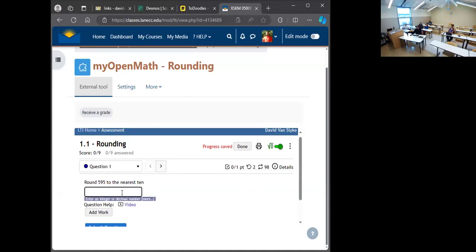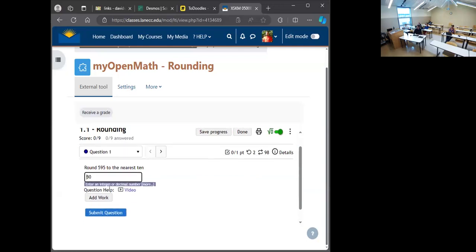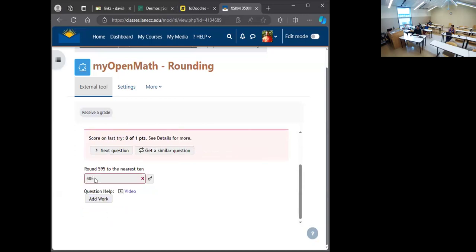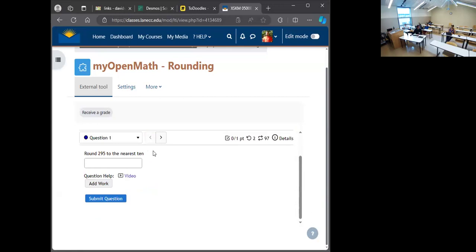So I will again do it wrong. Instead of 600 with 595 making the 9 go up, and then a cascading chain reaction where it becomes 600, let's say we did 590 and did it wrong. Then is there a retry? Yes, I can just retry it now. I can say, well, what if it's 605? And then I can try it again. It still doesn't like that. And so I only get 2 tries, and then I have to get a similar question.